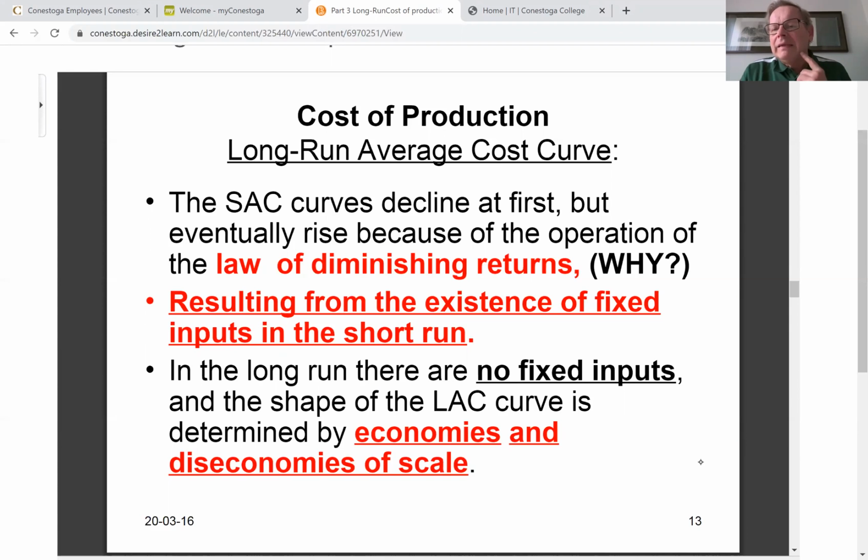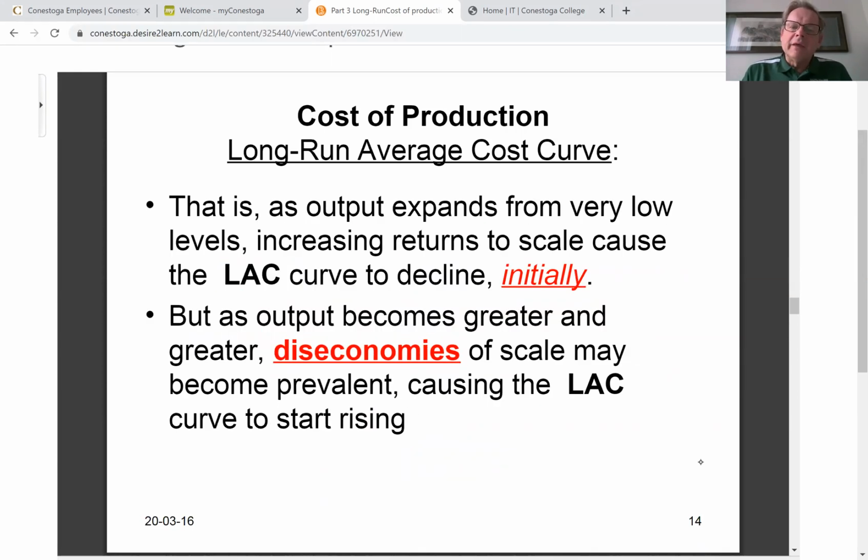The short run always has at least one fixed factor of production, be it the size of the plant, be it the size of the farm that the farmer has, whatever the case is. In the long run, there are no fixed inputs. In the long run, as stated earlier, everything is a variable. Nothing is fixed. And the shape of the long run average cost curve is determined by economies and diseconomies of scale. That is, as output expands from very low levels, increasing returns to scale cause the long run average cost curve to decline initially. It will run into problems. But as output becomes greater and greater, diseconomies of scale may become prevalent, causing the long run average cost curve to start to rise.